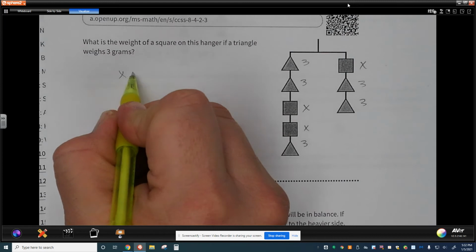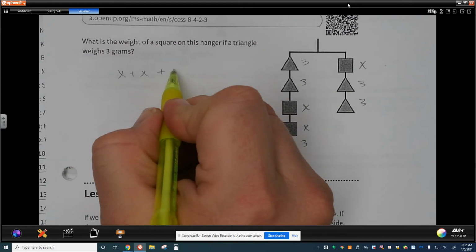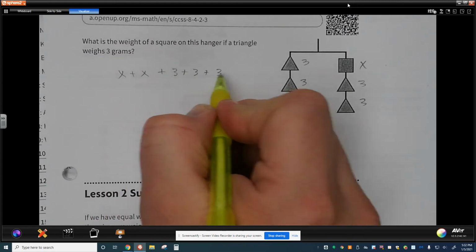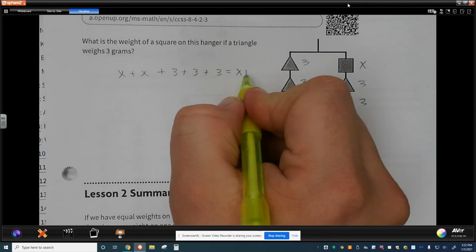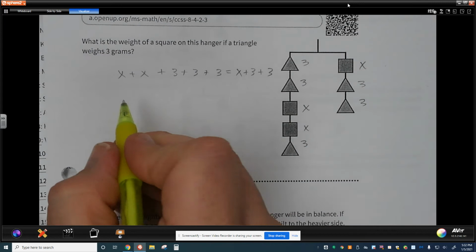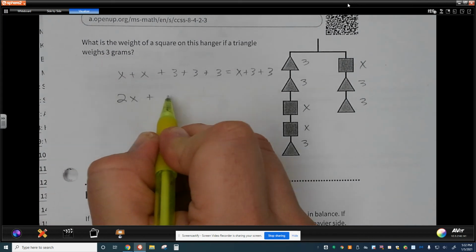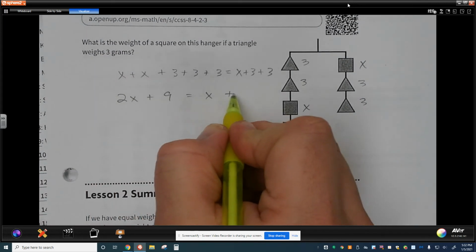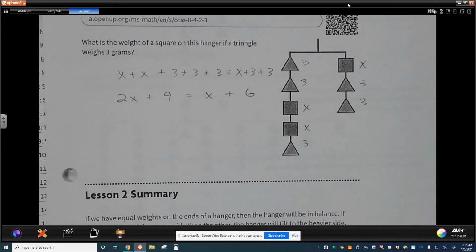I have x plus 3 plus 3 plus 3 is equal to x plus 3 plus 3. There's a lot of ways that I can write this. I can look at this and I can call that 2x plus 9 is equal to x plus 6. That's the most obvious answer.